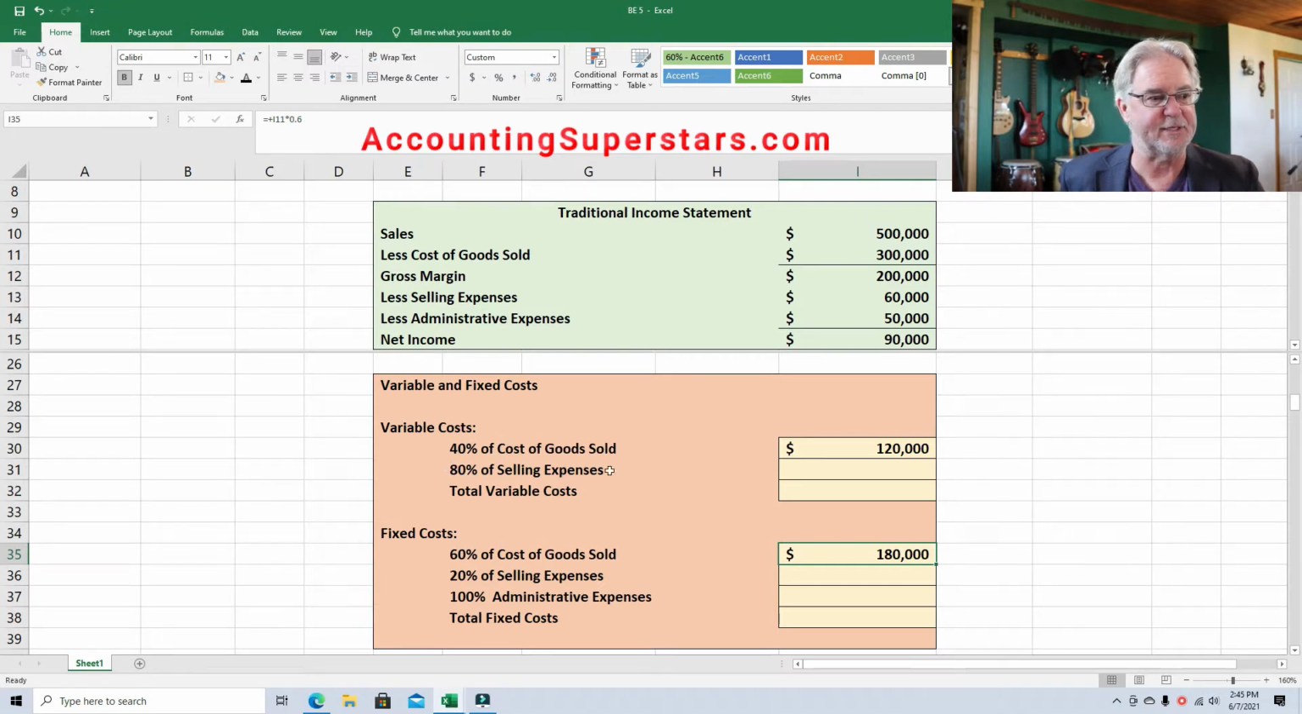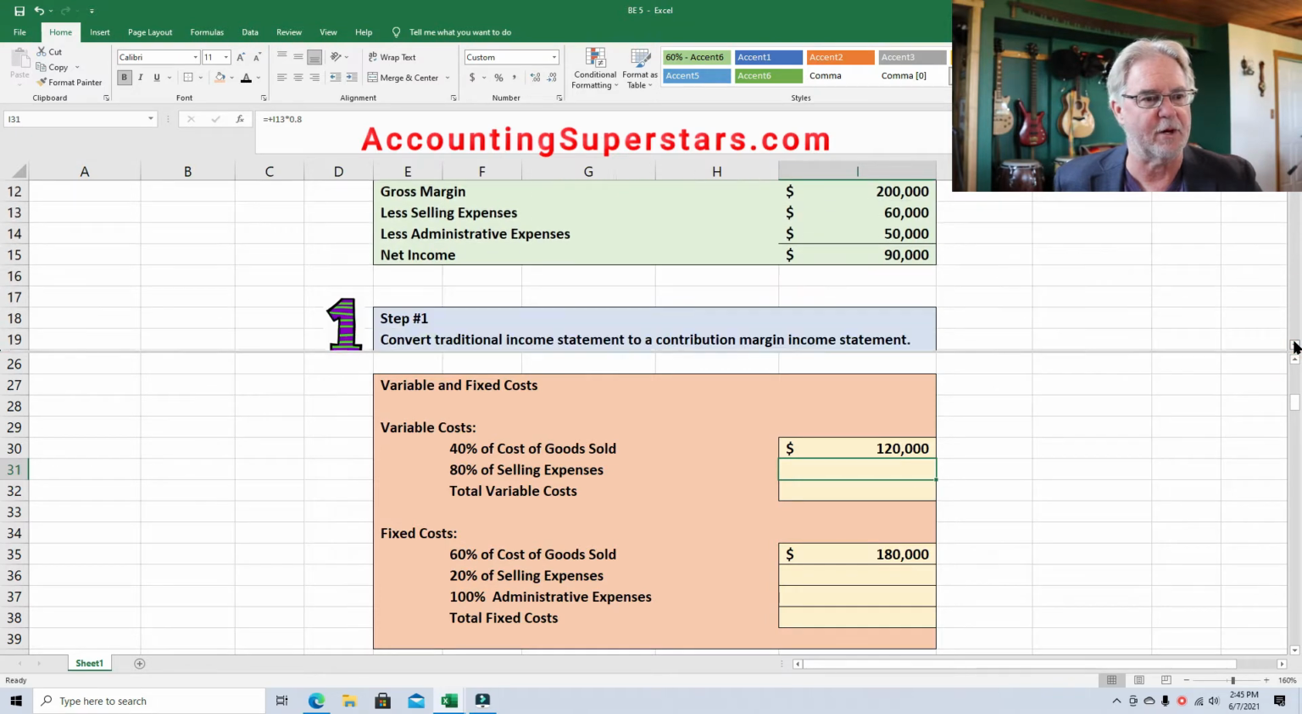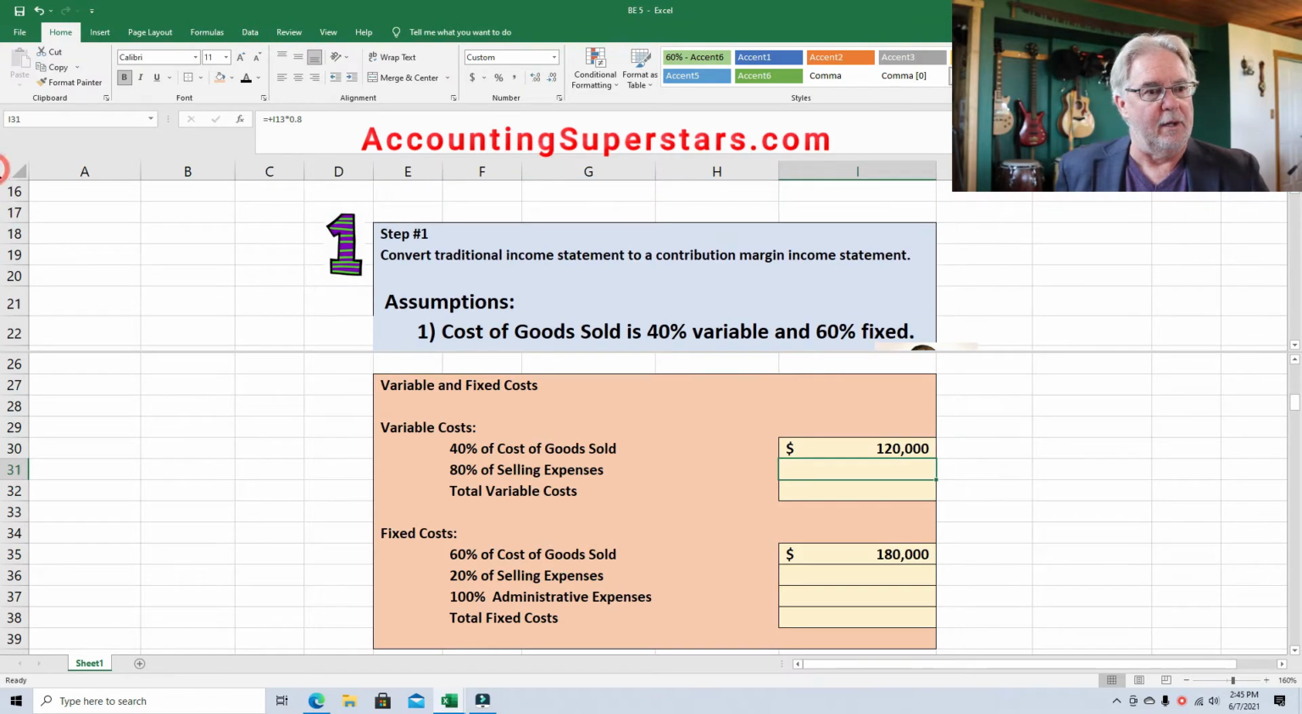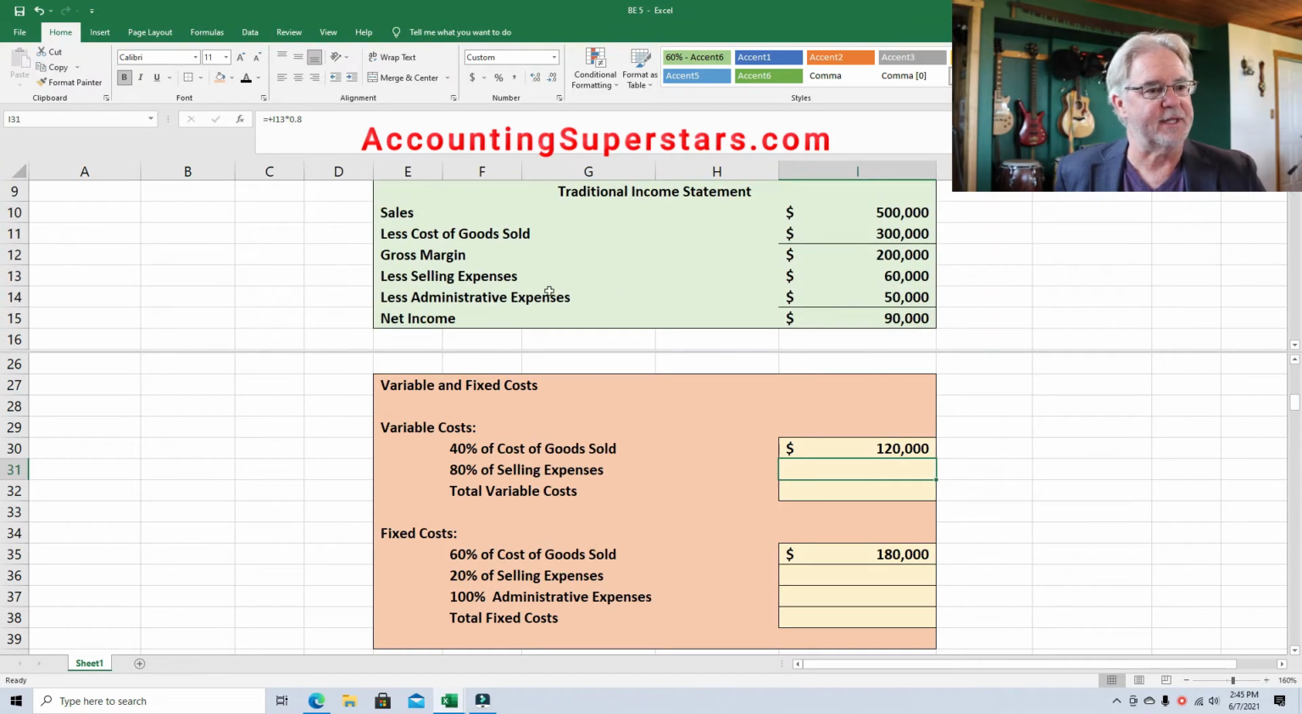80% of the selling expenses are variable. And again, where are we getting this? Well, we're just getting it from our assumptions. And again, this does not hold true for all companies. I just made this up. So selling expenses, 80% variable, 20% fixed. Here we are. So selling expenses, $60,000. 80% of that is variable. There we go. And then the rest, the 20%, is fixed.